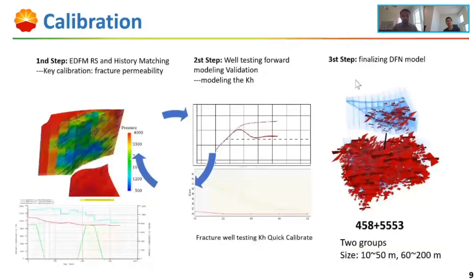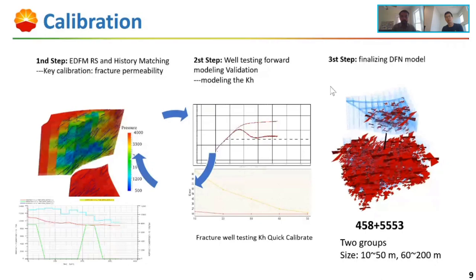So this is just an example of the process. We generate the DFN. Thanks to the EDFM model, we embedded the fractures into the single well simulation. We calibrate, and we come up with the most likely DFN model that captures not only the static description that we can see in the geometry, but also the dynamic impact in performance. Next slide.